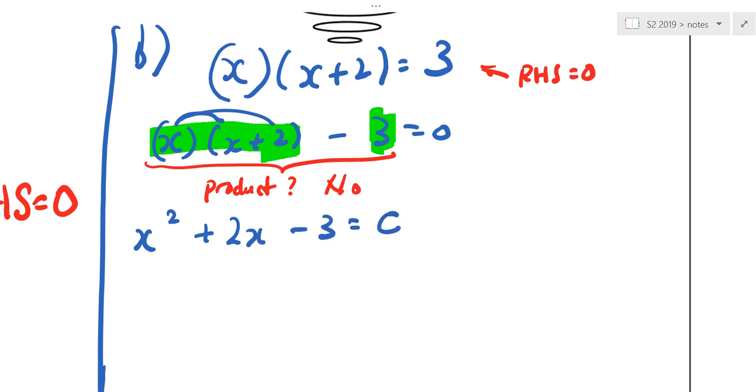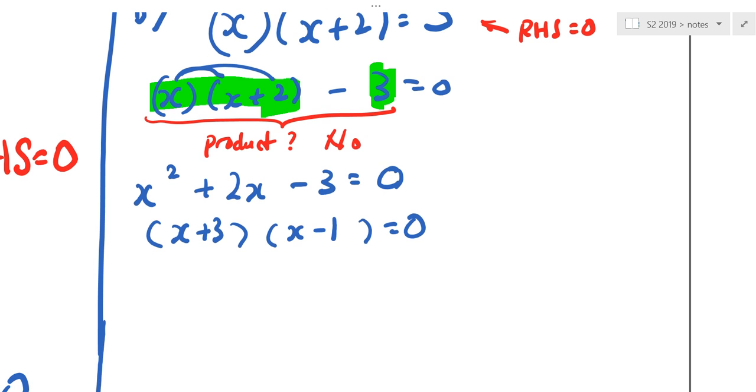Right, I'm almost there. I have my right hand side equals to 0. How do I factorize this? Use the cross method. Can you try now and tell me what are inside the two brackets? Got the answer? Do you have x plus 3, x minus 1? Therefore, what is the answer? X plus 3 equals to 0 or x minus 1 equals to 0. What is the answer?